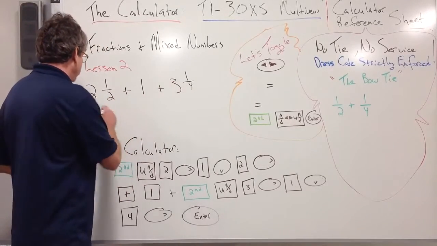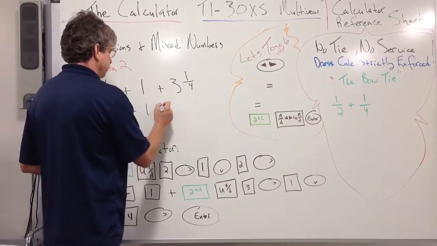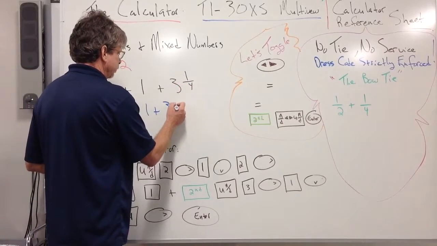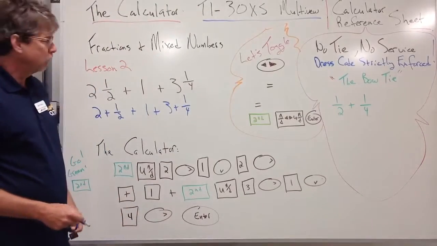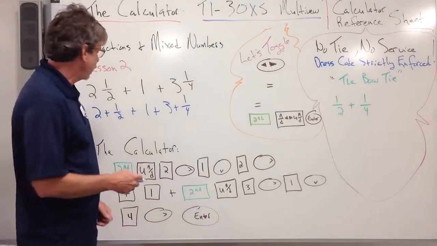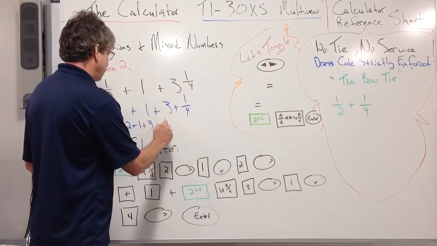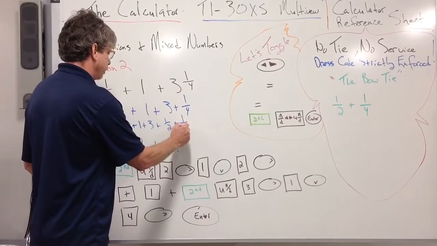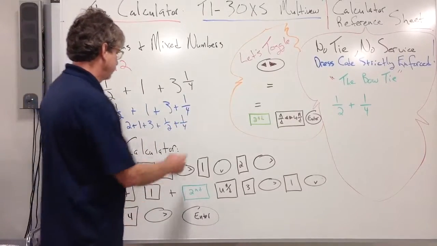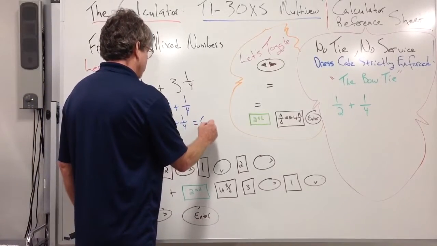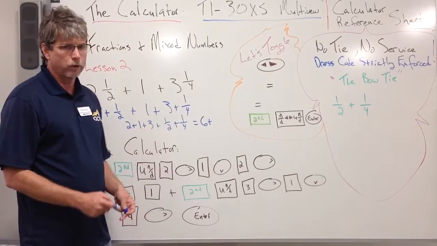What 2 1/2 really means is we have 2 plus a half, plus 1, plus 3. 3 1/4 means 3 plus 1/4. So that's where our math is. Since this is all addition, what we really have is 2 plus 1 plus 3, plus then a half plus a fourth. So, 2 plus 1 plus 3, that's going to be 6. Plus then, the catch is I have to add 1/2 plus 1/4.